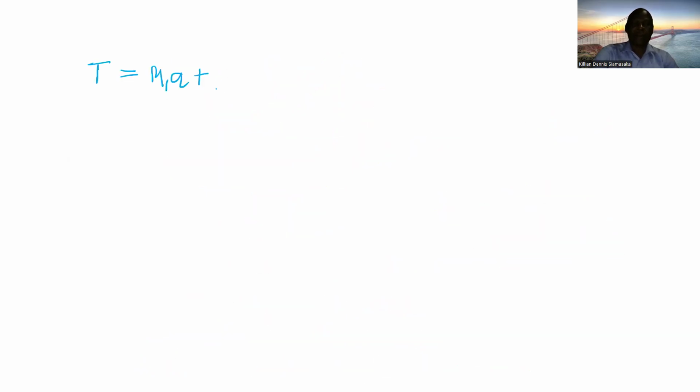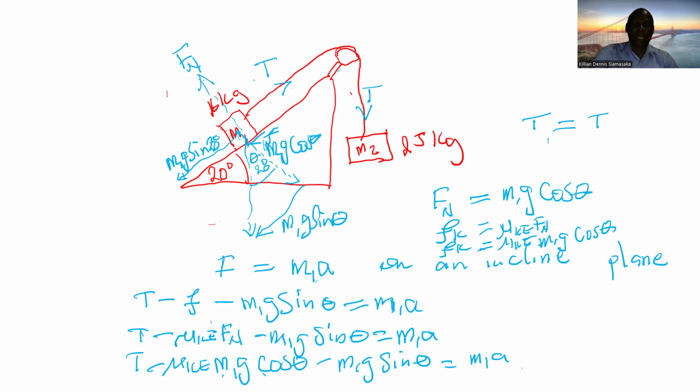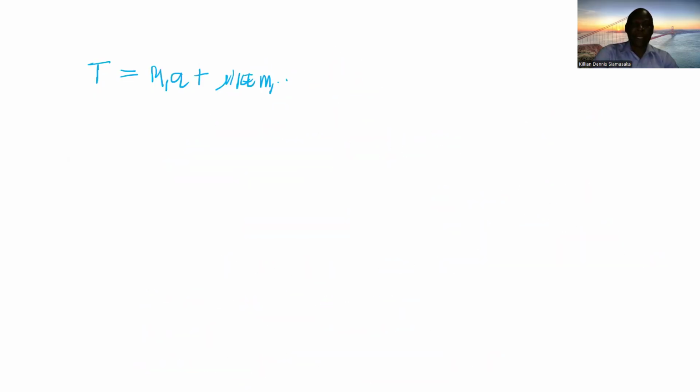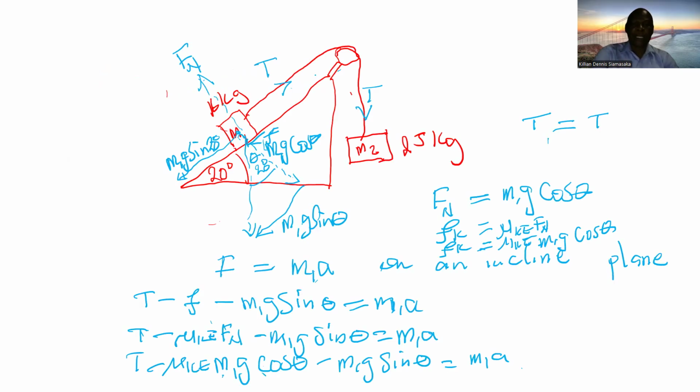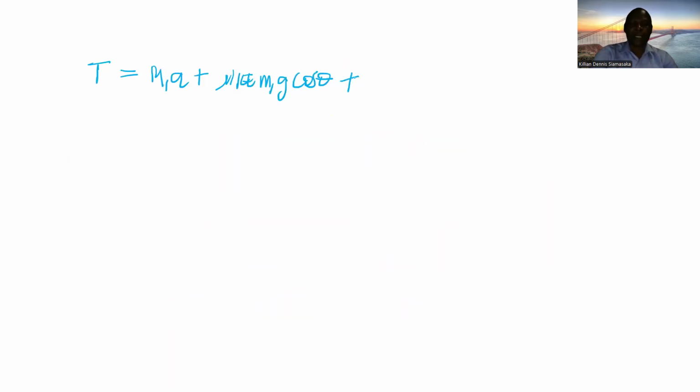So we're going to have coefficient of kinetic friction times m1 g cos theta, and then you will take the other term to our side also to be plus m1 g sin theta. So this is our equation number 1, showing that this is the tension.